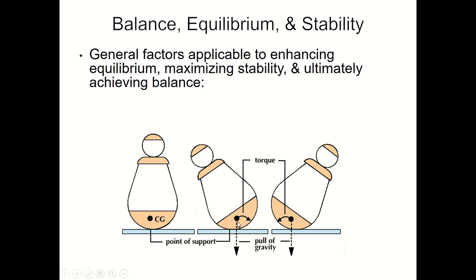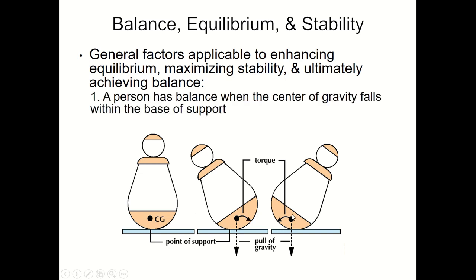But when we have a pull of gravity and we've got torque, right? See how we move around that center of mass? And a person has balance when their center of gravity falls within the base of support. So see how we're not moving outwards. When you go outside of that base of support, you're going to fall off. You're going to fall forward or something like that.